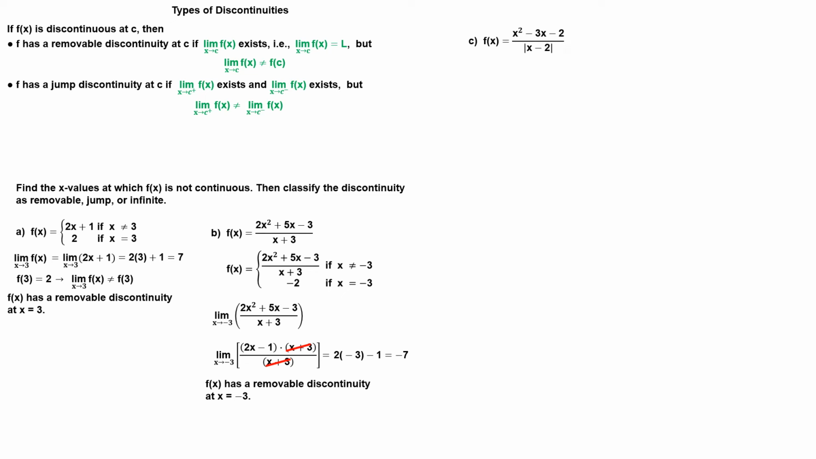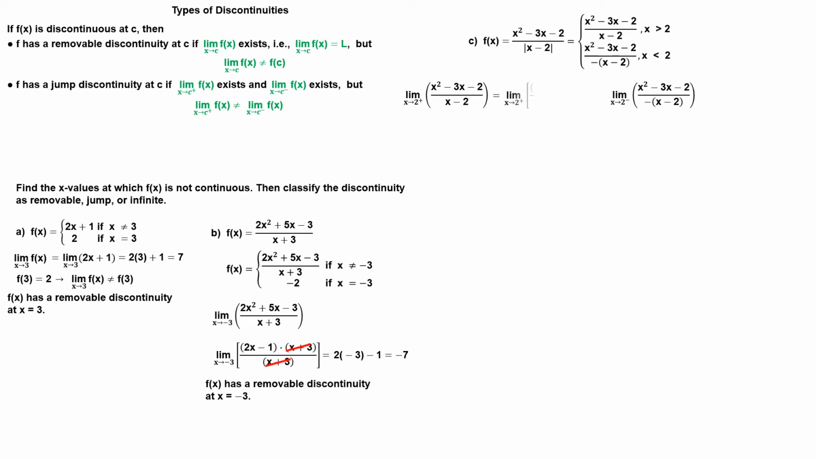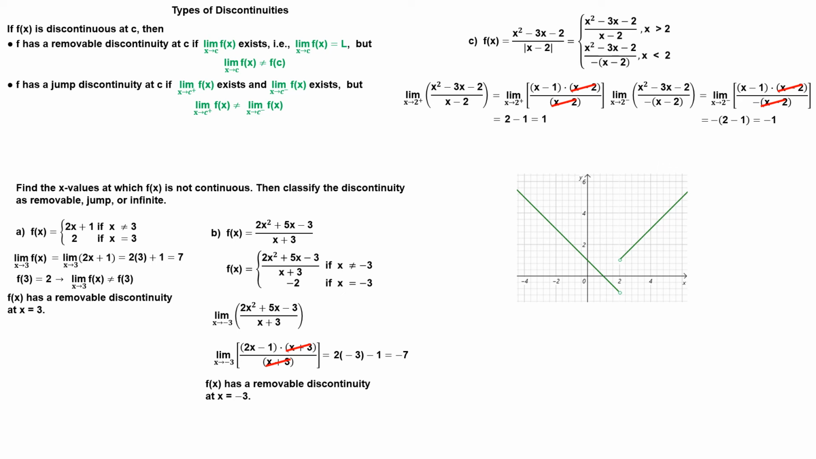To do item C, first we rewrite the function. Then we evaluate the limit from the right and the limit from the left. The limit of f as x approaches 2 for values of x greater than 2 is 1. And the limit of f as x approaches 2 for values of x less than 2 is -1. This function has a jump discontinuity at x equals 2.